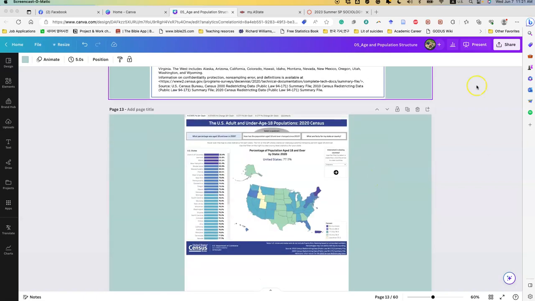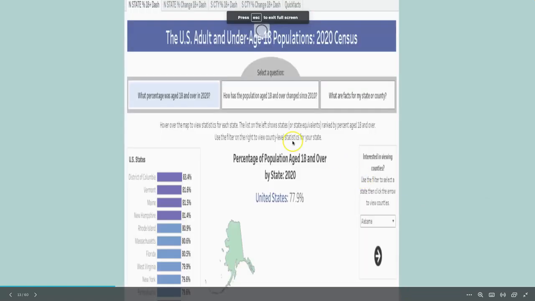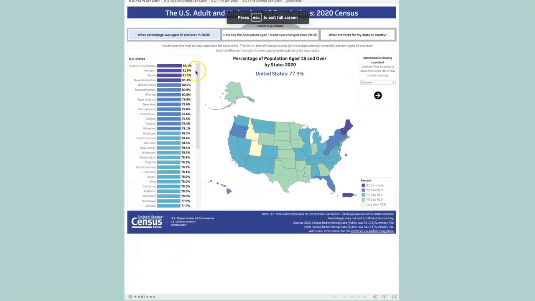Okay, so let's go to the next part of the lecture. This is a part of the graph we can use, so we can see the proportion. What percentage was aged 18 and over in 2020? How was the proportion of those 18 or older? And what are the facts for my state and country?